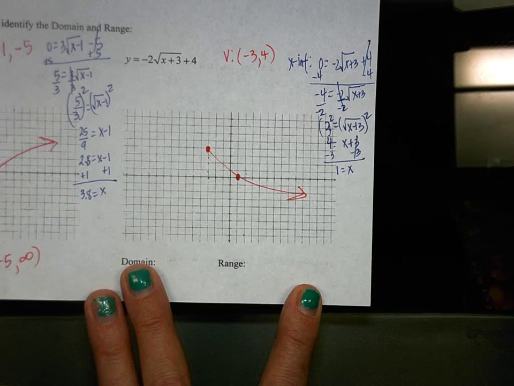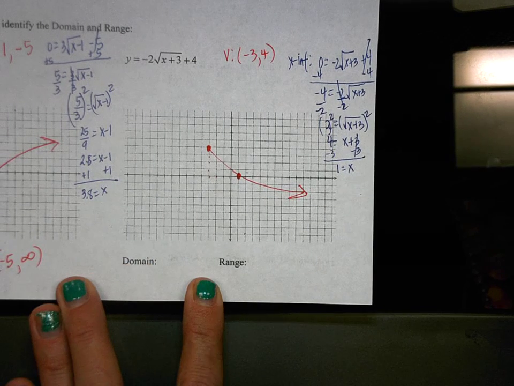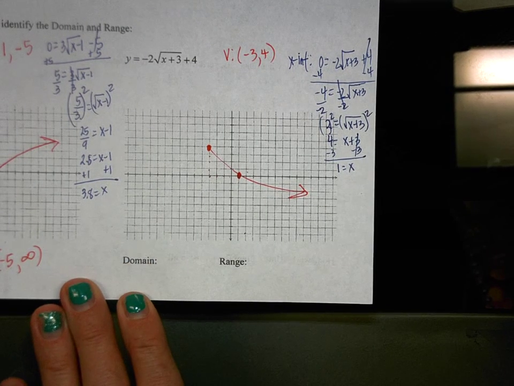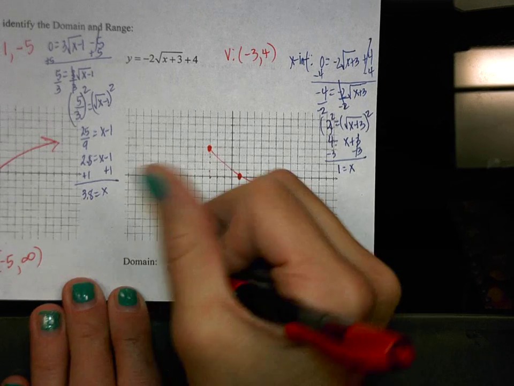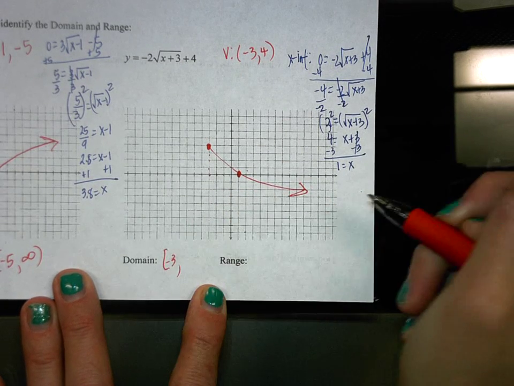Okay? So now domain. Domain is our x values. What is our smallest x value? Good. Bracket or parenthesis. And it goes all the way till positive infinity.